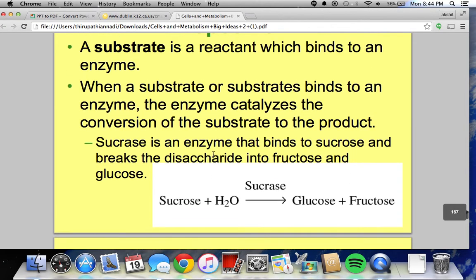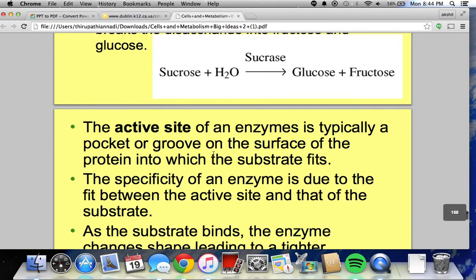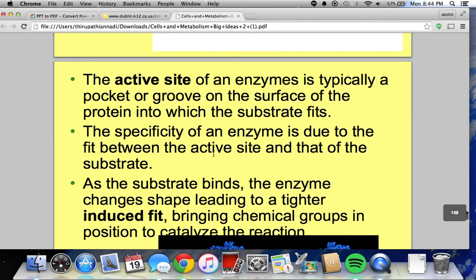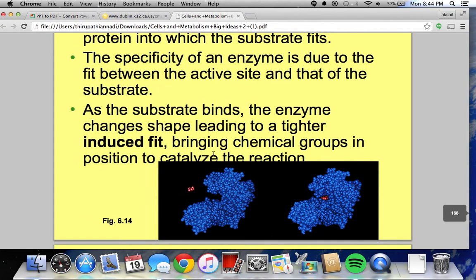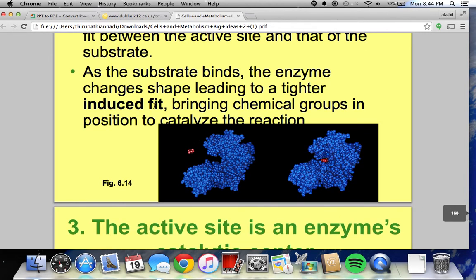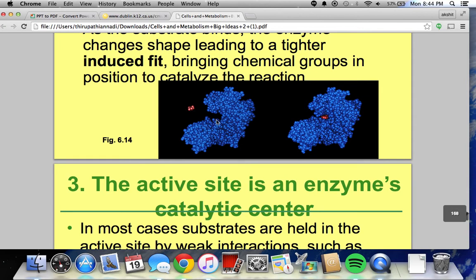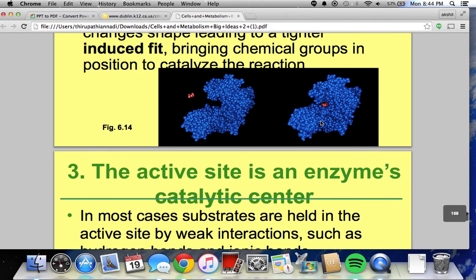And again, substrate is the reactant in the equation. It's the stuff that becomes the product. It's the stuff that's there before the product. And the substrate attaches to the active site of the enzyme. That means the part where the substrate fits, and that's where the reaction happens. And the enzyme usually changes its shape a little to make sure that the substrate fits. Here you see the substrate coming into the active site and the enzyme changing its shape a little to wrap around it.